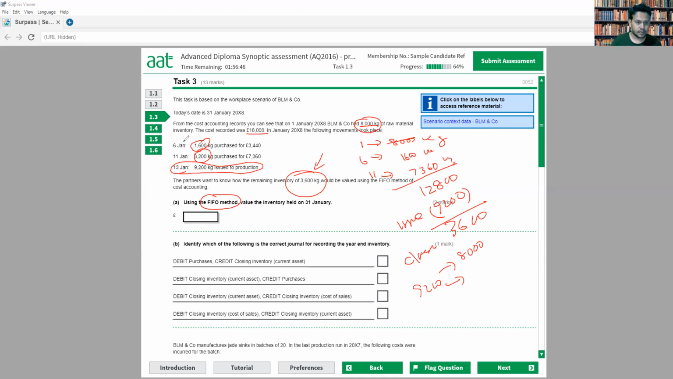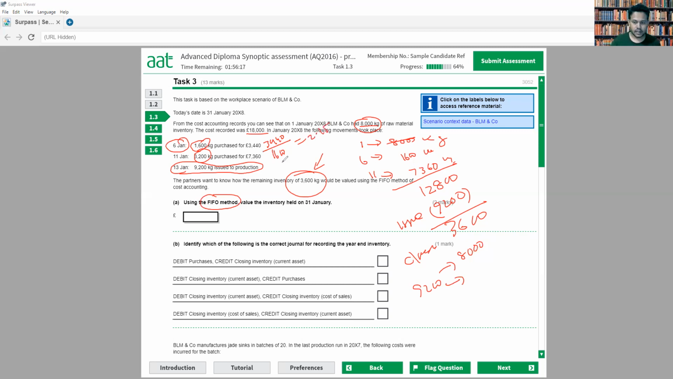So I'm going to take 1,200 from the 6th January. So from the 1,600, I'm going to take 1,200. So let's have a look at this 1,600. And how much is the total here? 3,440. So the per kilo will be 3,440, that's the total cost, divided by 1,600 kilos. So per unit or per kilo cost is 2.15.